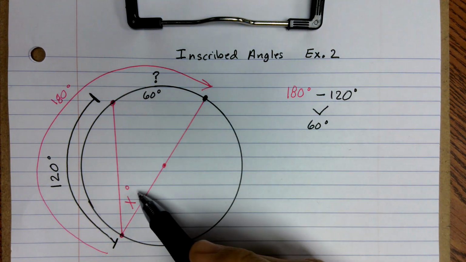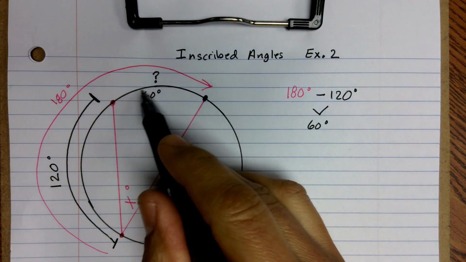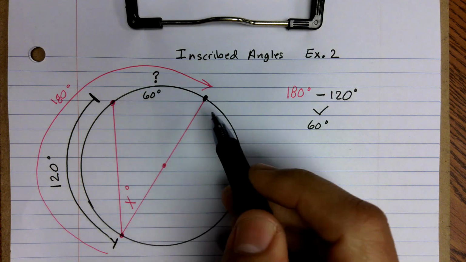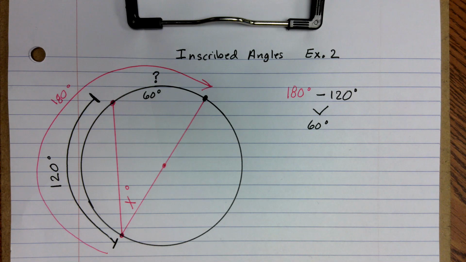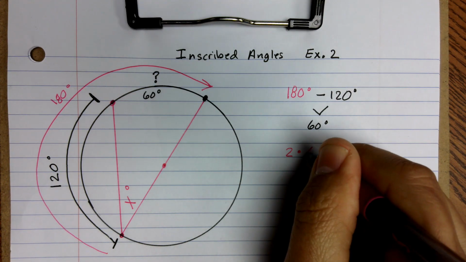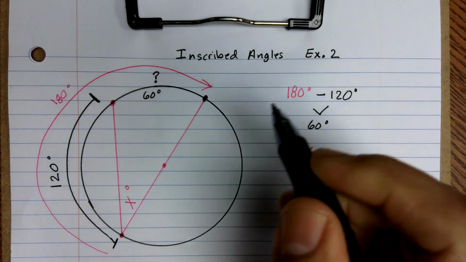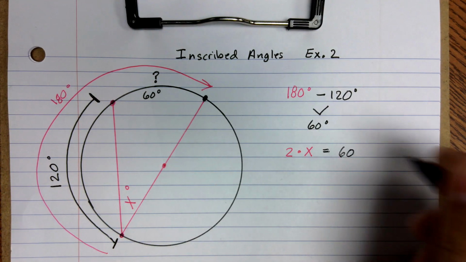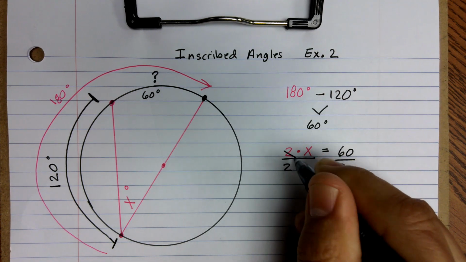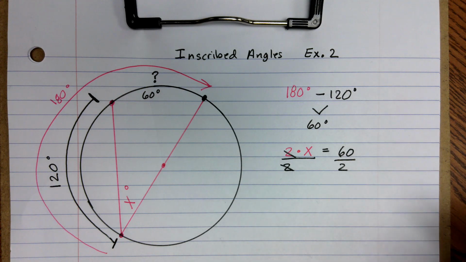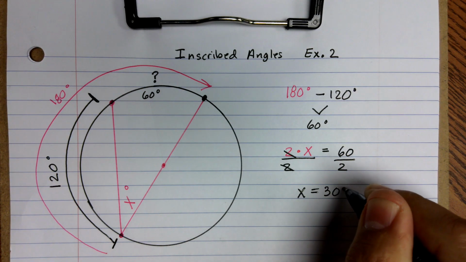And now that I know that, we can go ahead and find this inscribed angle. I know that the measure of the inscribed arc is always twice as much as the inscribed angle. So I'm going to do 2 times x, or I could have just written 2x, is equal to 60 degrees. Then I'll go ahead and divide out my 2 on both sides. You could also look at this as multiplying by 1/2. And I have x is equal to 30 degrees.